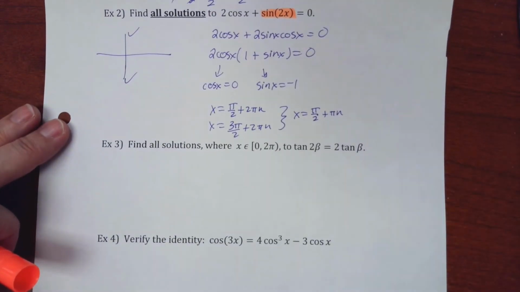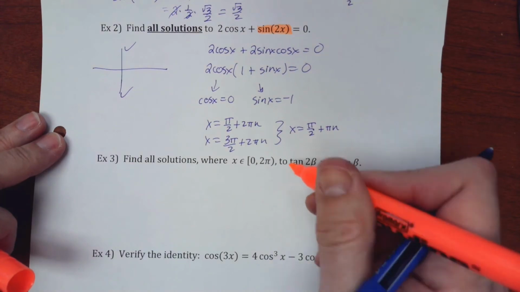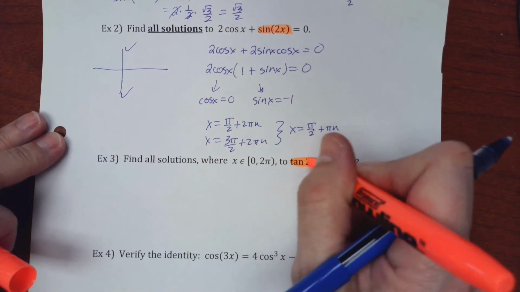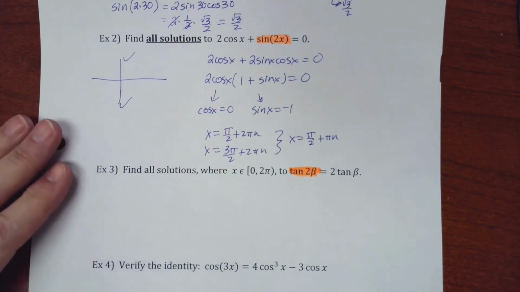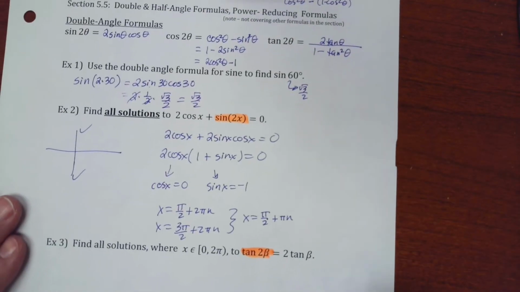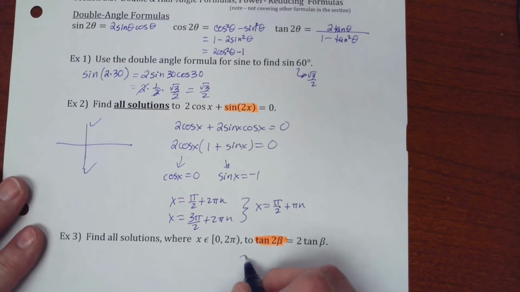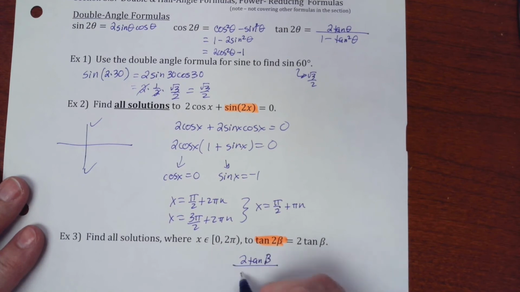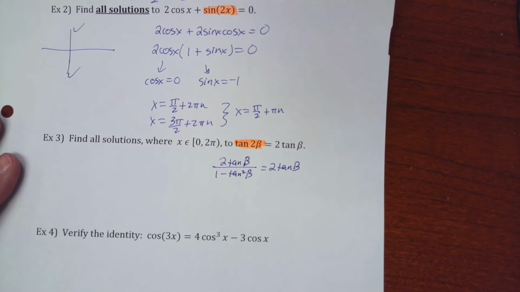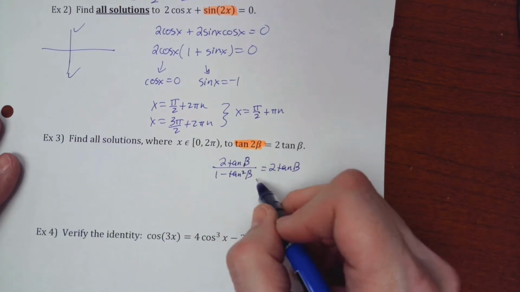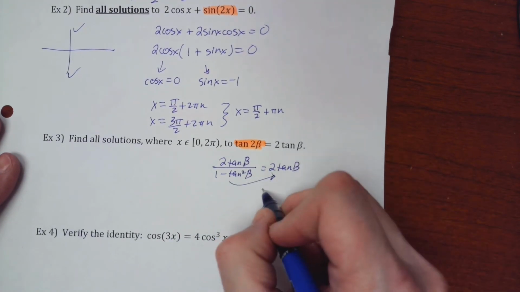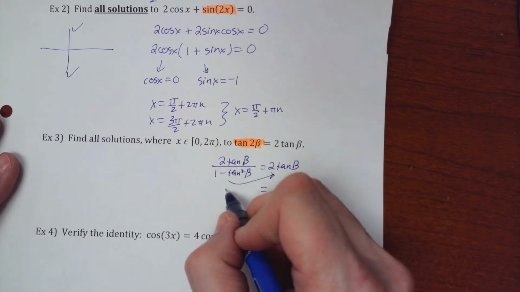So I have a replacement for this guy right here. I'm going to be replacing that with my formula there. So I got 2 tangent b over 1 minus tangent squared of b is equal to 2 tangent b. Alright, so let's cross multiply here. Because I have a fraction equal to something, I'm just going to multiply this over there. So my 2 tangent b is going to stay.